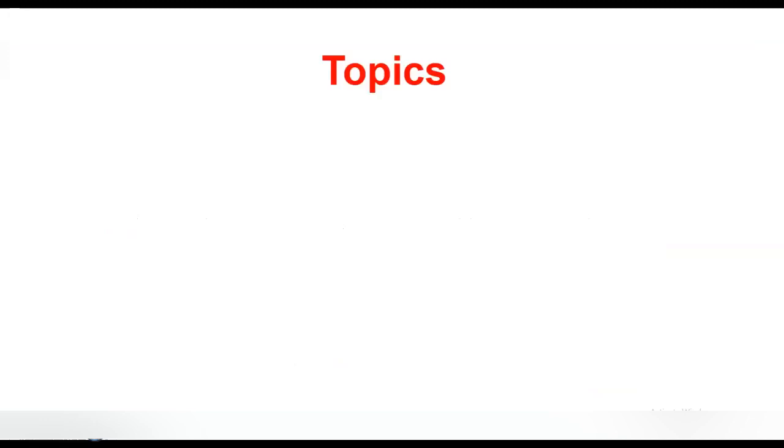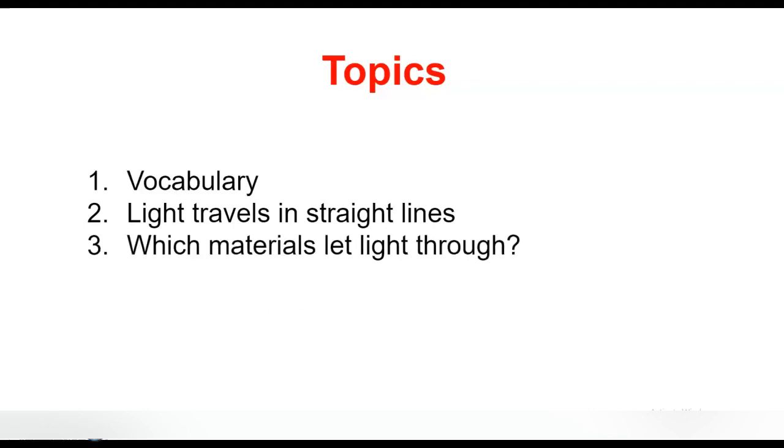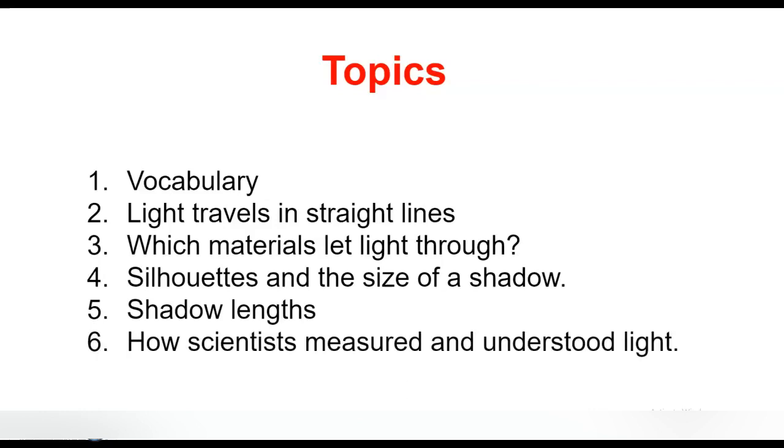The topics we're going to be looking at today. Number 1, the vocabulary for the unit. Number 2, that light travels in straight lines. 3, which materials let light through and which don't. Silhouettes and the size of a shadow. Shadow lengths and how they change, and how scientists measured and understood light in the past and now.